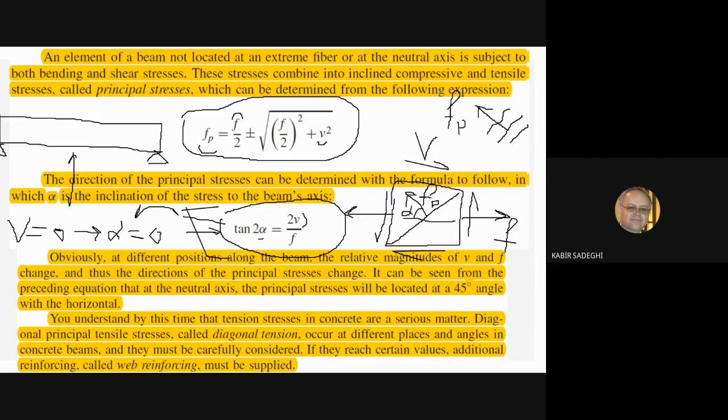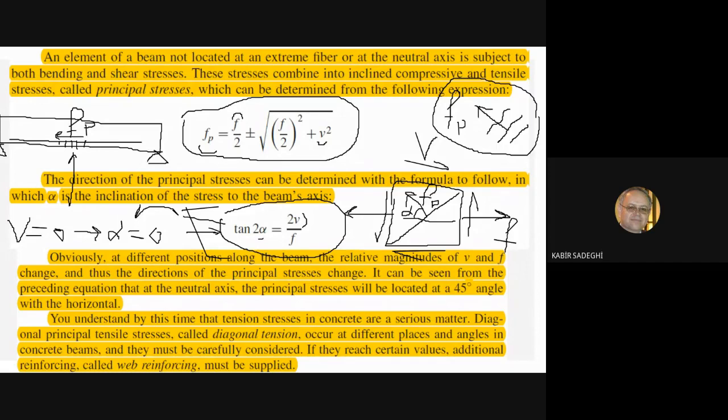Therefore, when alpha is zero, it means that the principal stress is horizontal. This is Fp. The principal stress is horizontal, and we saw the cracks are perpendicular to the principal stress. Therefore, the cracks here are vertical. The cracks are vertical, so we put the reinforcement horizontally here.